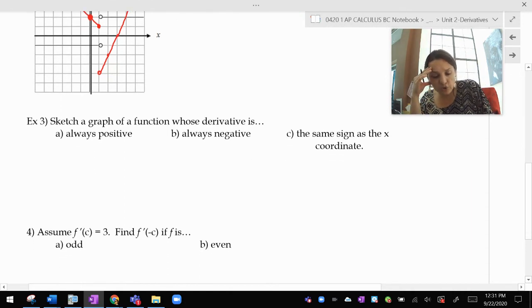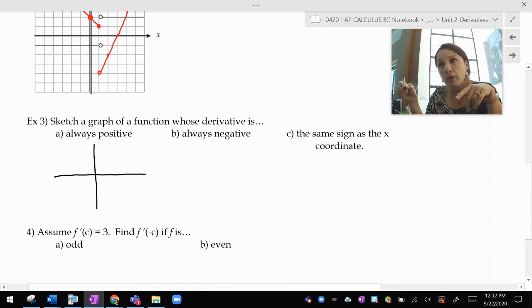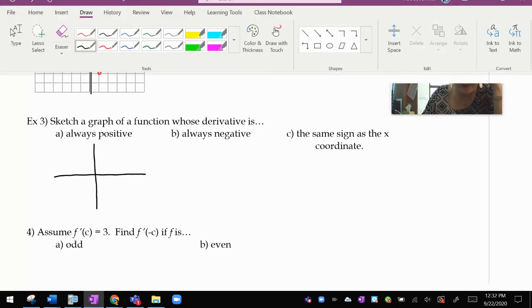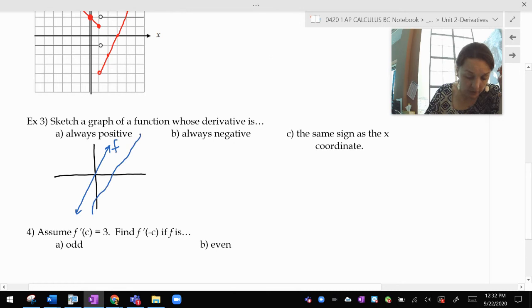Sketch a graph of a function whose derivative is always positive, always negative, the same sign as the x coordinate. Okay, so if my derivative is always positive, then my function always has positive slope. So I need a function that's always increasing. If I want a graph that's always increasing, I could just make my life easy and draw a line. I could also draw something that does something like that. That could also be a graph of f. Either one is fine.